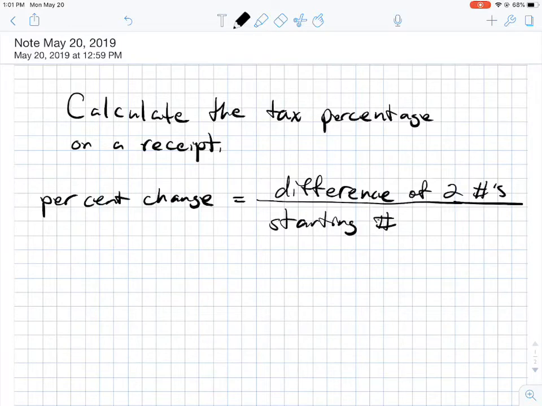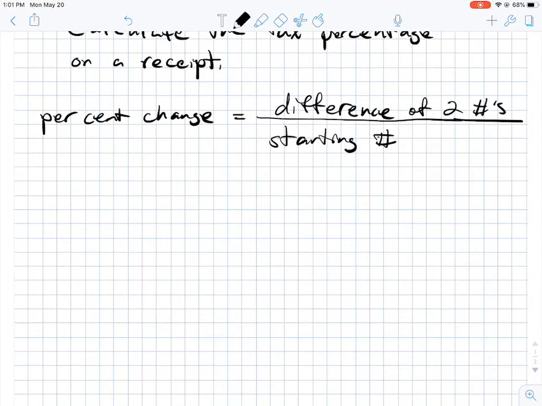So in other words, let's say I want to calculate the percent change between, I'm just going to say, 5 and 9. So I went from 5 and I'm going up to 9, and I want to calculate that percent change. So we do this simple calculation: the difference of the two numbers.